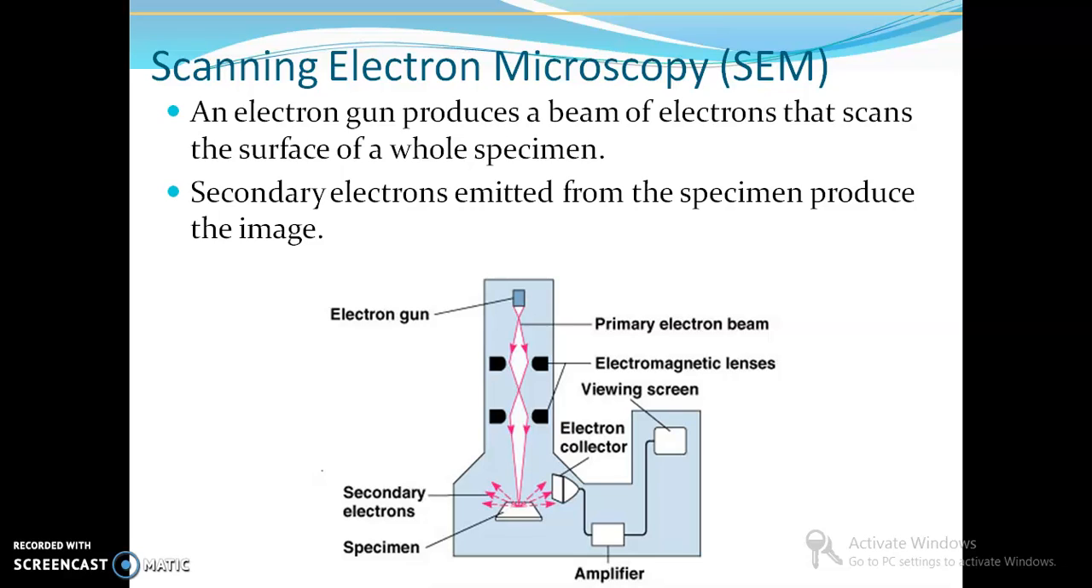Then the scanning electron microscope. The scanning electron microscope is used to make a three-dimensional image of a specimen's surface. In this technique, a beam of electrons is passed over the stained surface of the specimen. Some electrons are reflected, called backscattered electrons, whereas other electrons, that is secondary electrons, are emitted from the metallic stain. These electrons are captured and used to produce the three-dimensional image. So this is the basic structure of the scanning electron microscope.